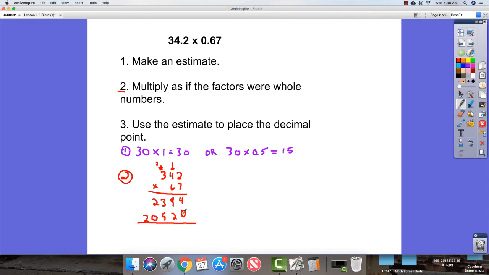And now I'm going to add them up. 4 plus 0 is 4. 9 plus 2 is 7. 5 plus 3 is 8. 2 plus 0 is 2. 2 plus nothing over here is 2.